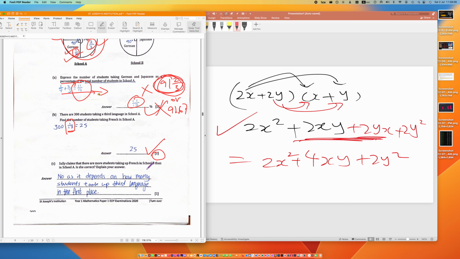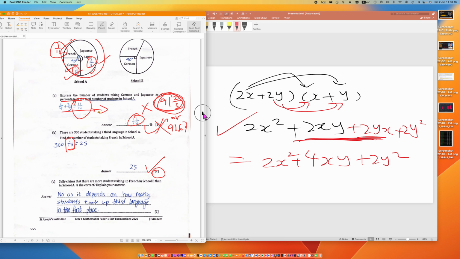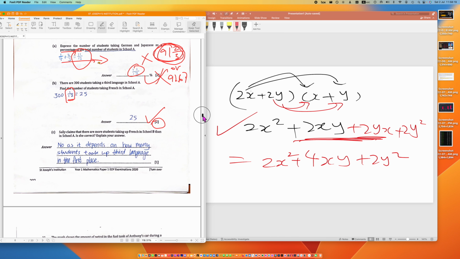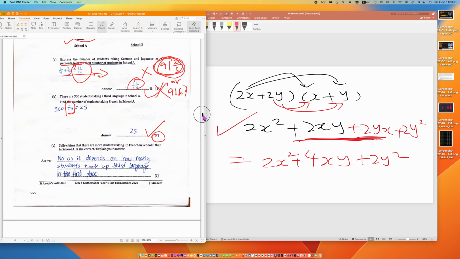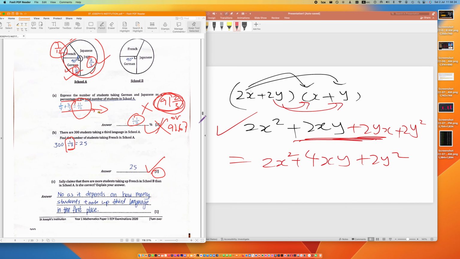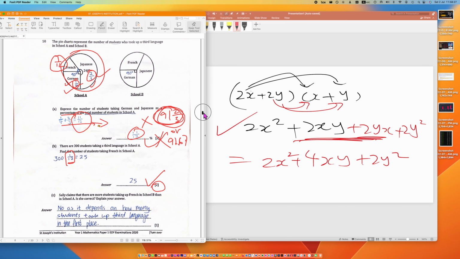So no, as it depends on how many students took up third language in school. So sometimes there are more students who take up French in school. I don't quite understand your this. Like if the total of people who took up third language in school B is lesser than the people who took up third language in school A, and French takes up, I don't know how many percent of school B, but because school B has lesser people who took up third language. I understand. Okay, good.